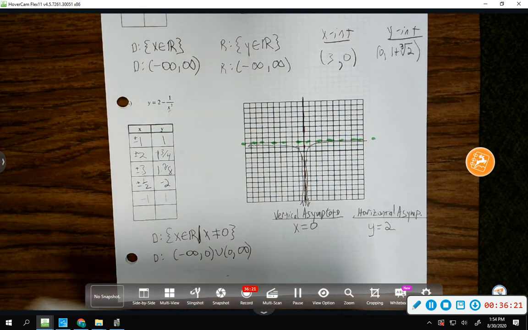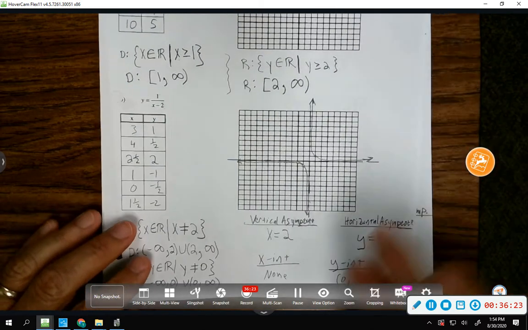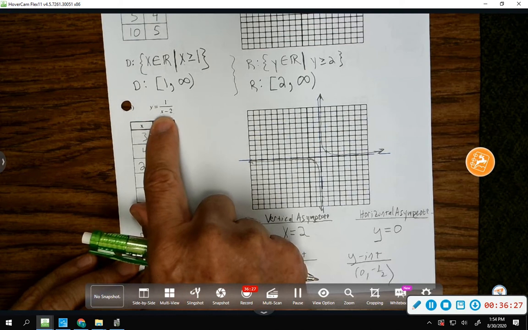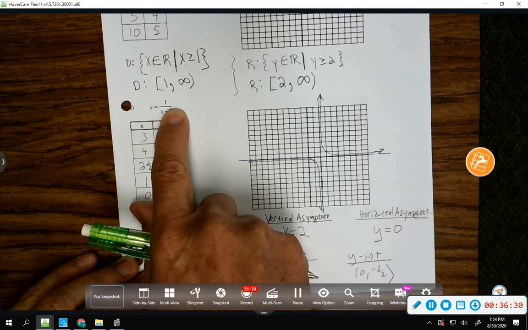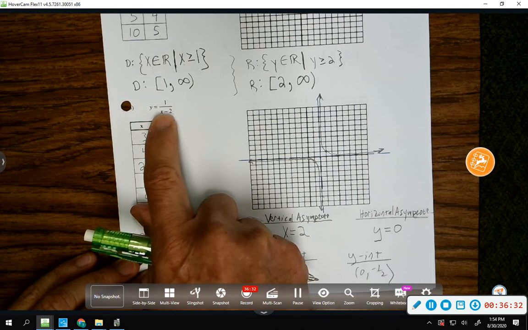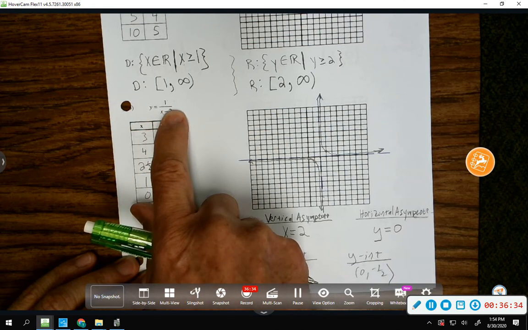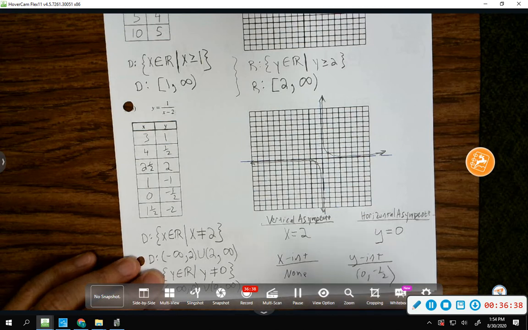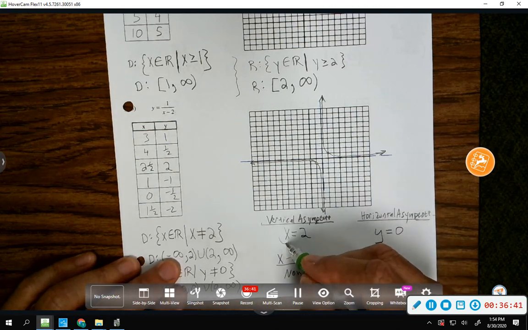If the vertical asymptote comes from a factor raised to the first power or any odd power, this could be x minus 2 to the third power, and this asymptote would be the same. You get this pole. This is called a pole.